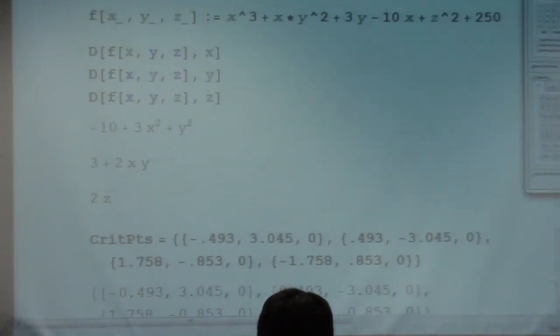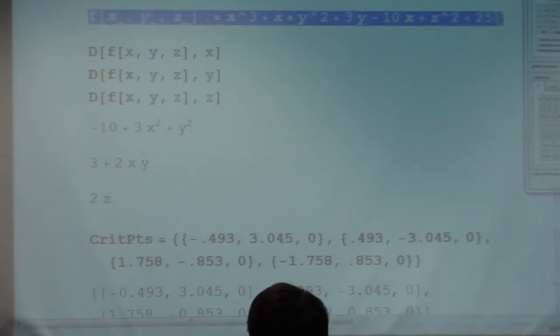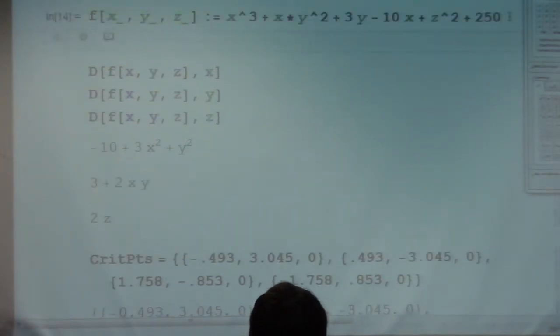Ultimately, what you're going to see on the take-home exam is a function whose domain is the three-dimensional space R3 and whose codomain is the real numbers, like this function here. All I did was take the other function and add a z-squared in there. And we want to optimize this ultimately over a cylinder. The domain is going to be a cylinder.